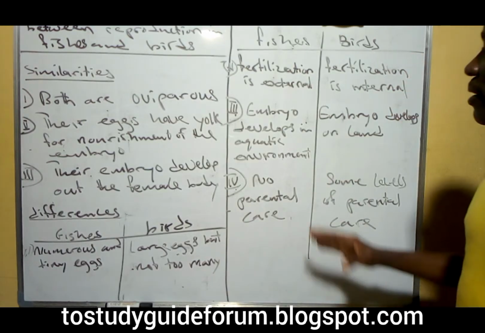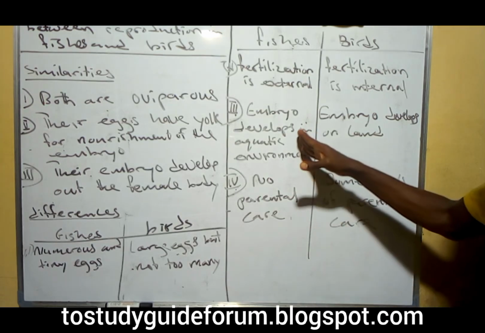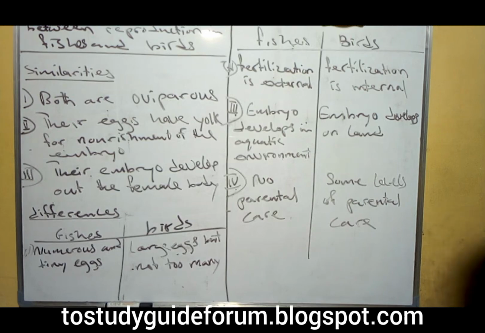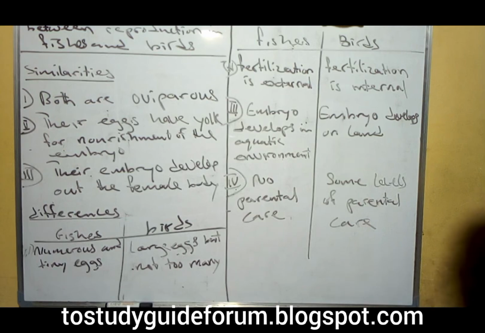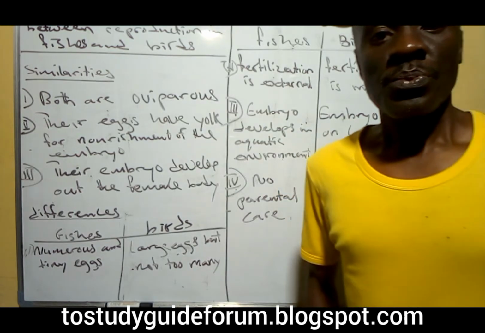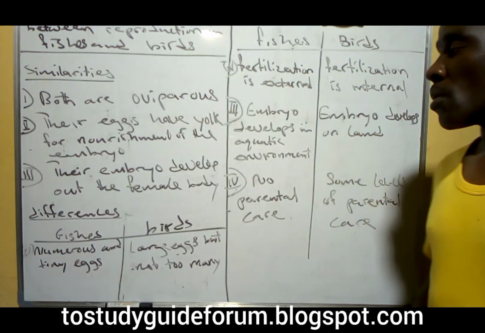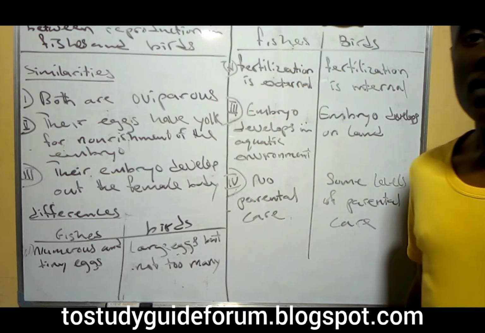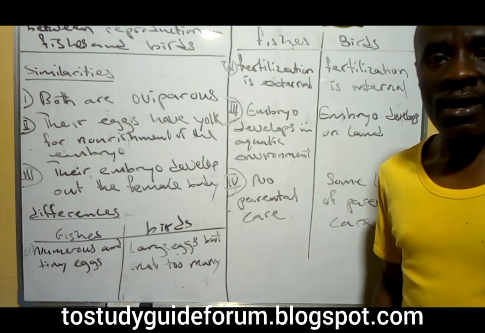Another one we have here is that the embryo of the fish develops in an aquatic environment, while that of the birds develops on land. And in the fish there is no parental care. They don't take care of their young ones, while in the birds they show some levels of parental care.